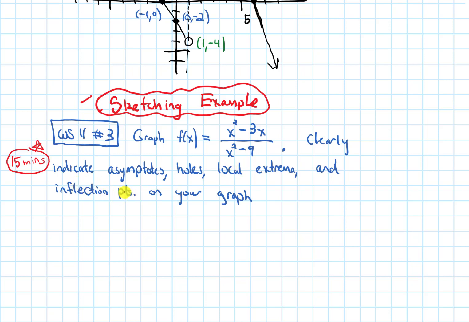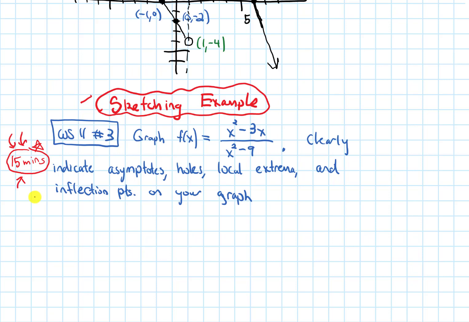There are going to be a lot of steps to this, so I want to first give you 15 minutes to try this problem. So 4, 3, 2, 1, pause it for 15 minutes to try this question. Alrighty, hopefully you did that. Hopefully you tried it for about 15 minutes. Let's talk about it together.